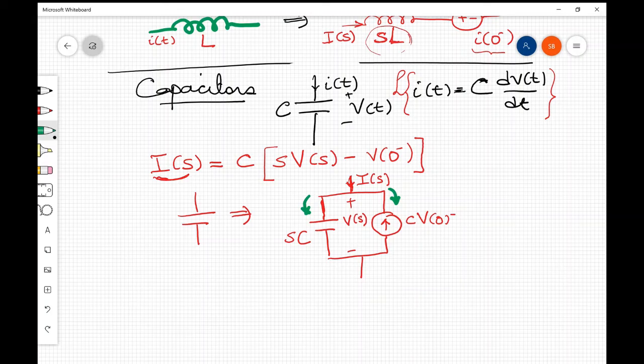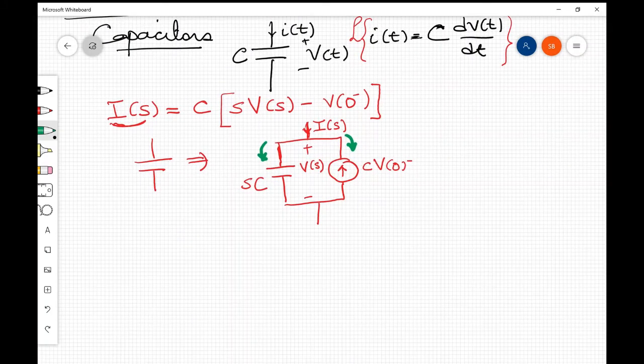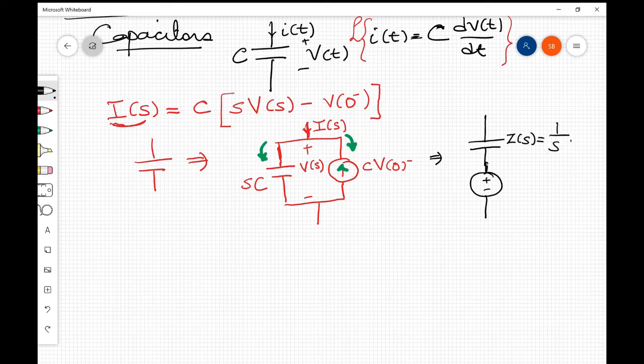So in this case, if we have that V at s, then if we apply, for example, the source conversion we saw in Circuits 1, this can also be converted into a capacitor and a current source in parallel can also be converted into a voltage source. You remember that, right? So we can have that where our impedance Z at s here is going to be 1 over sC, that's this part, and then we have a voltage here, V at 0 over s.